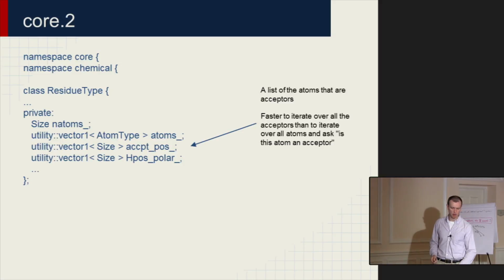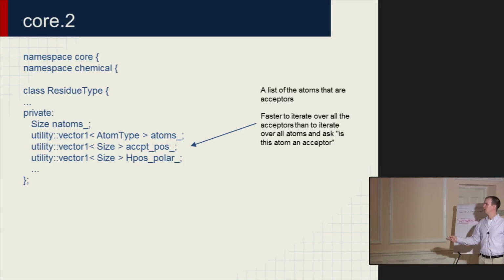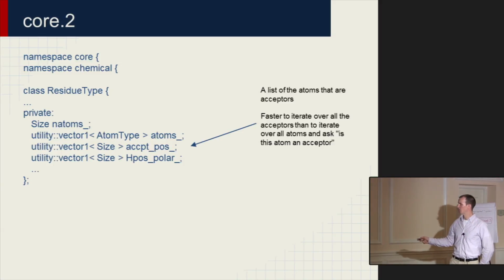So let's talk about residue type in a little bit more detail. Here's some extra data that residue type keeps around. Here's a utility vector 1 of size of the acceptor positions, and a utility vector 1 of size of the H positions that are polar. These are atom indices that are represented in these vectors, and they represent the acceptors and the donors, and they're used by the hydrogen bond energy calculation.